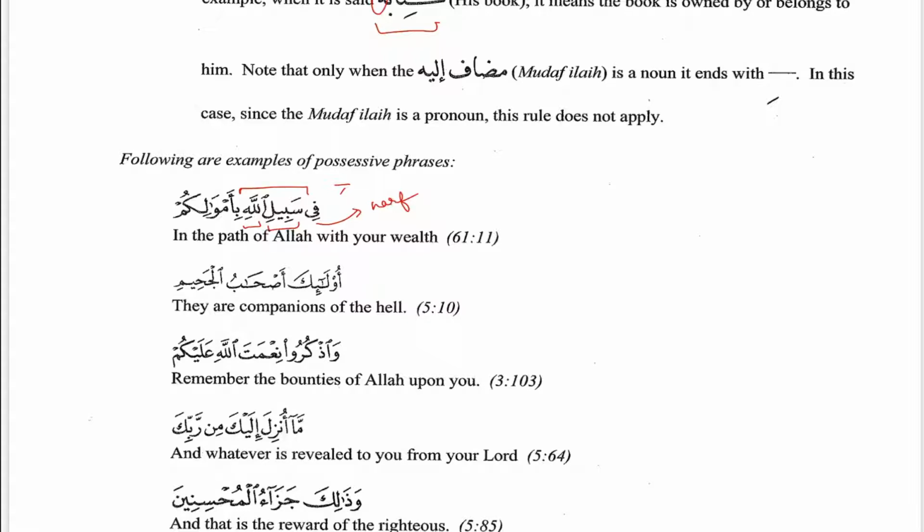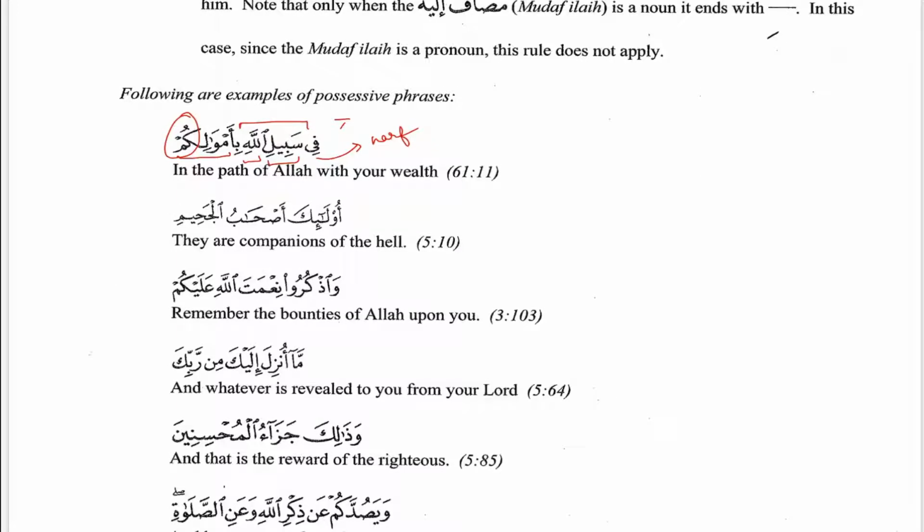Bi amwalikum. So amwalikum is also a possessive phrase. Fi sabilillahi bi amwalikum, in the path of Allah with your wealth. With your wealth. It's not just any wealth. You possess that wealth. Amwalikum. So this is also a possessive phrase, but formed by attaching a pronoun kum with a noun.